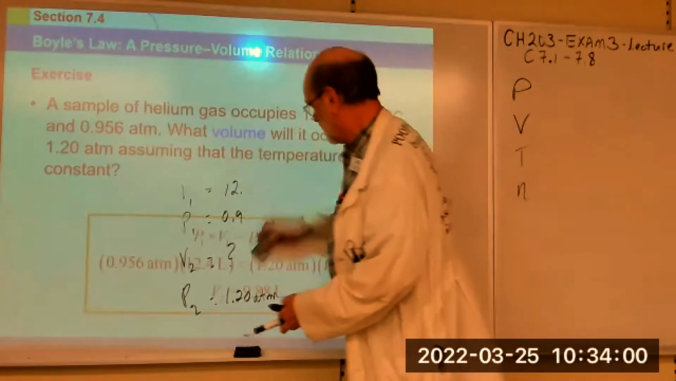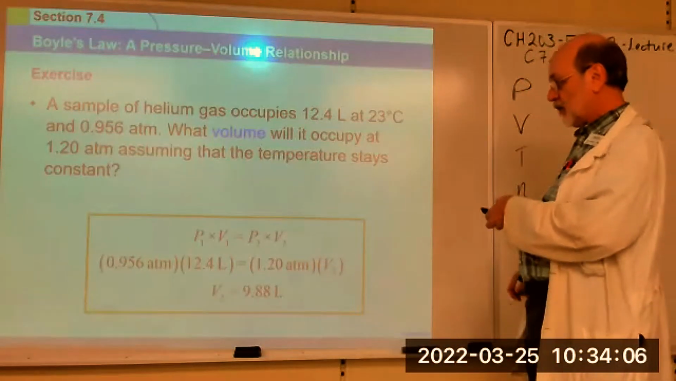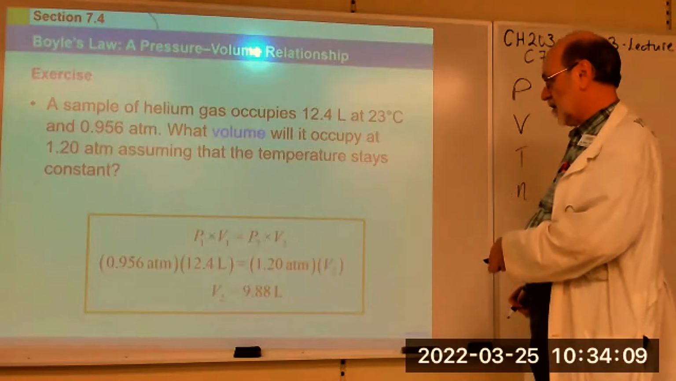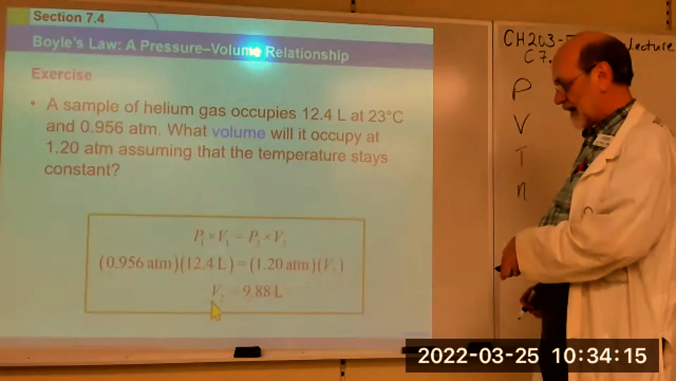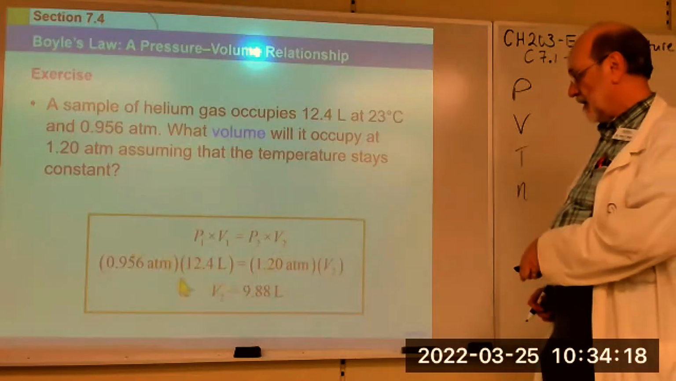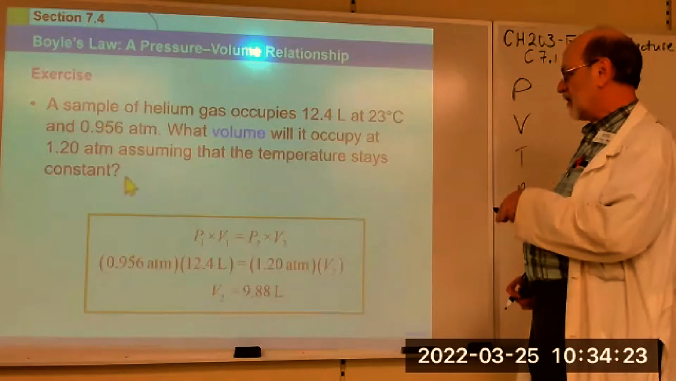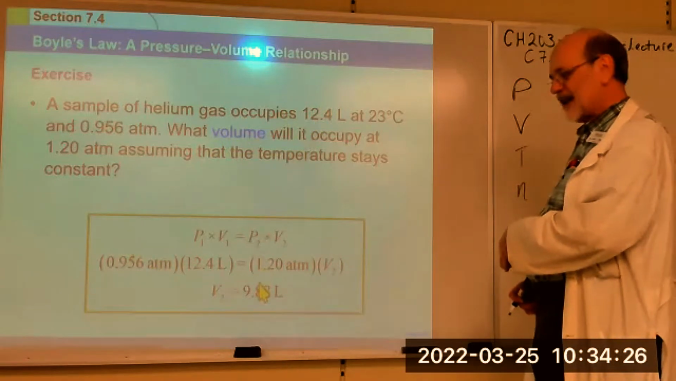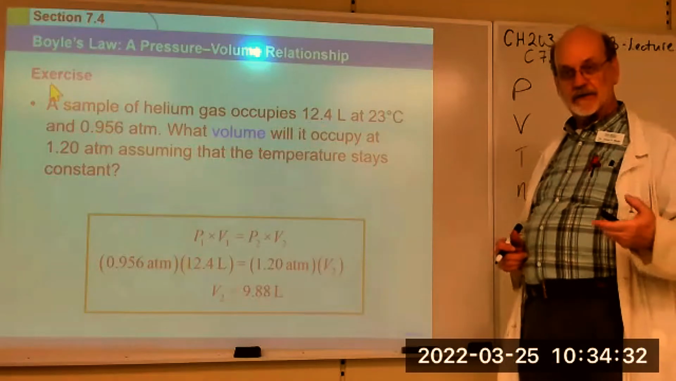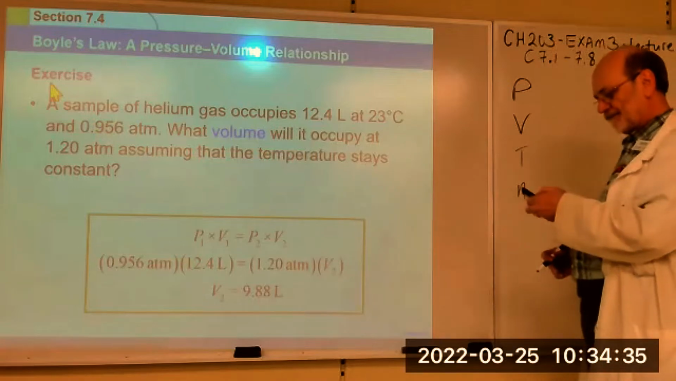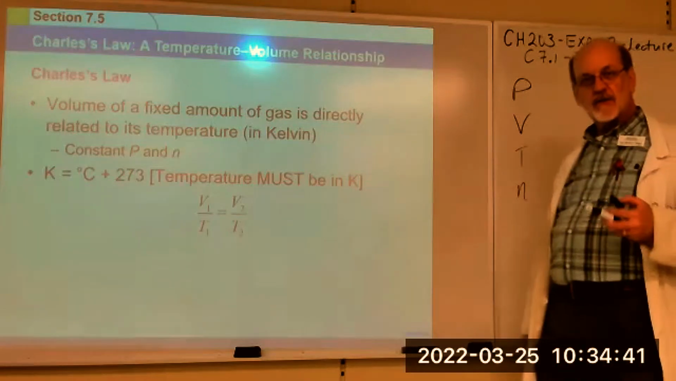Right? And that's what this formula tells you. Now that we know which is which, we can put them in the right place and get the right answer: 9.88 liters. Now, does that make sense? Well, let's see. We increased the pressure and the volume went from 12 to 9.8. That's reasonable. We expected the volume to go down. All right. That was Boyle's law. Pressure, volume relationship.